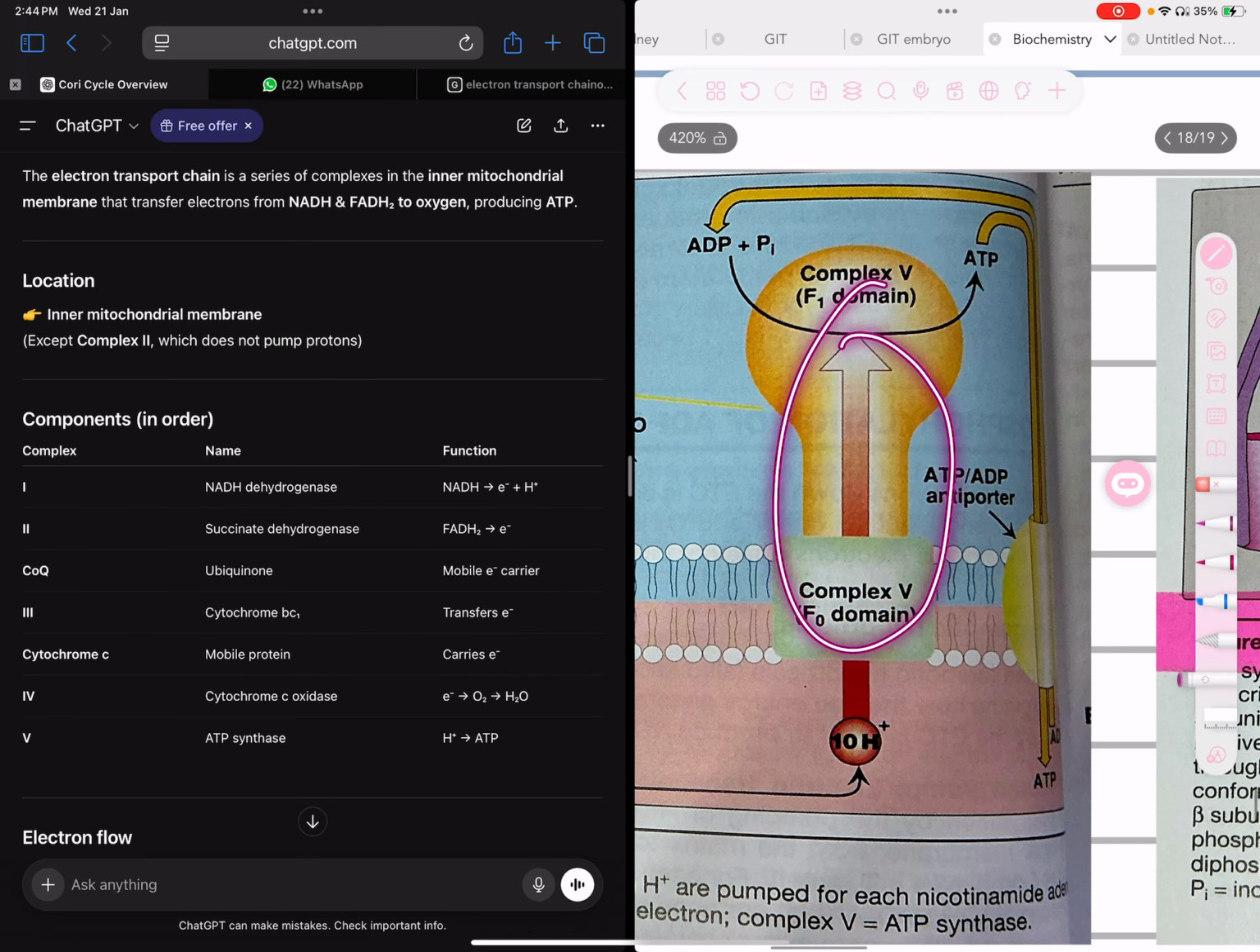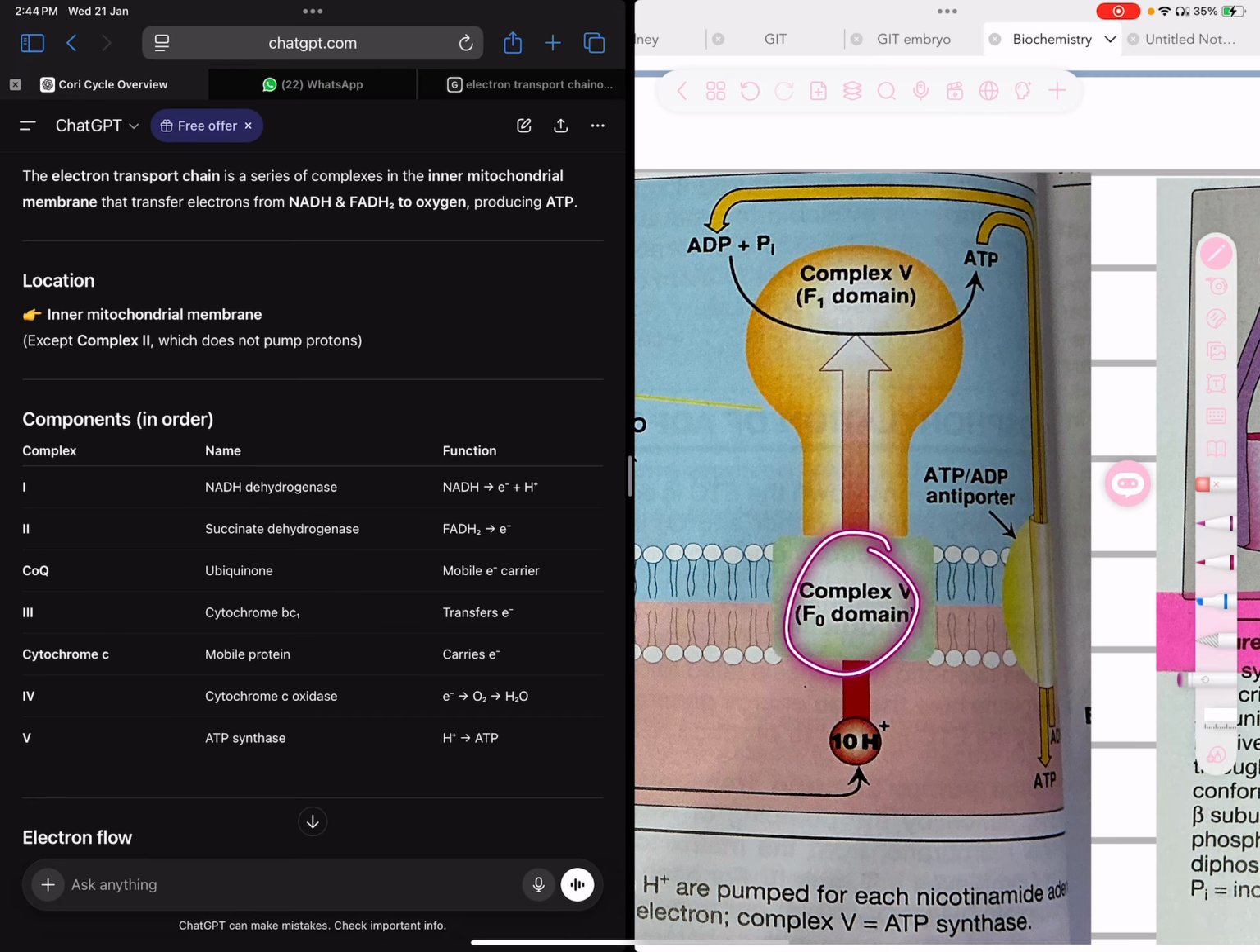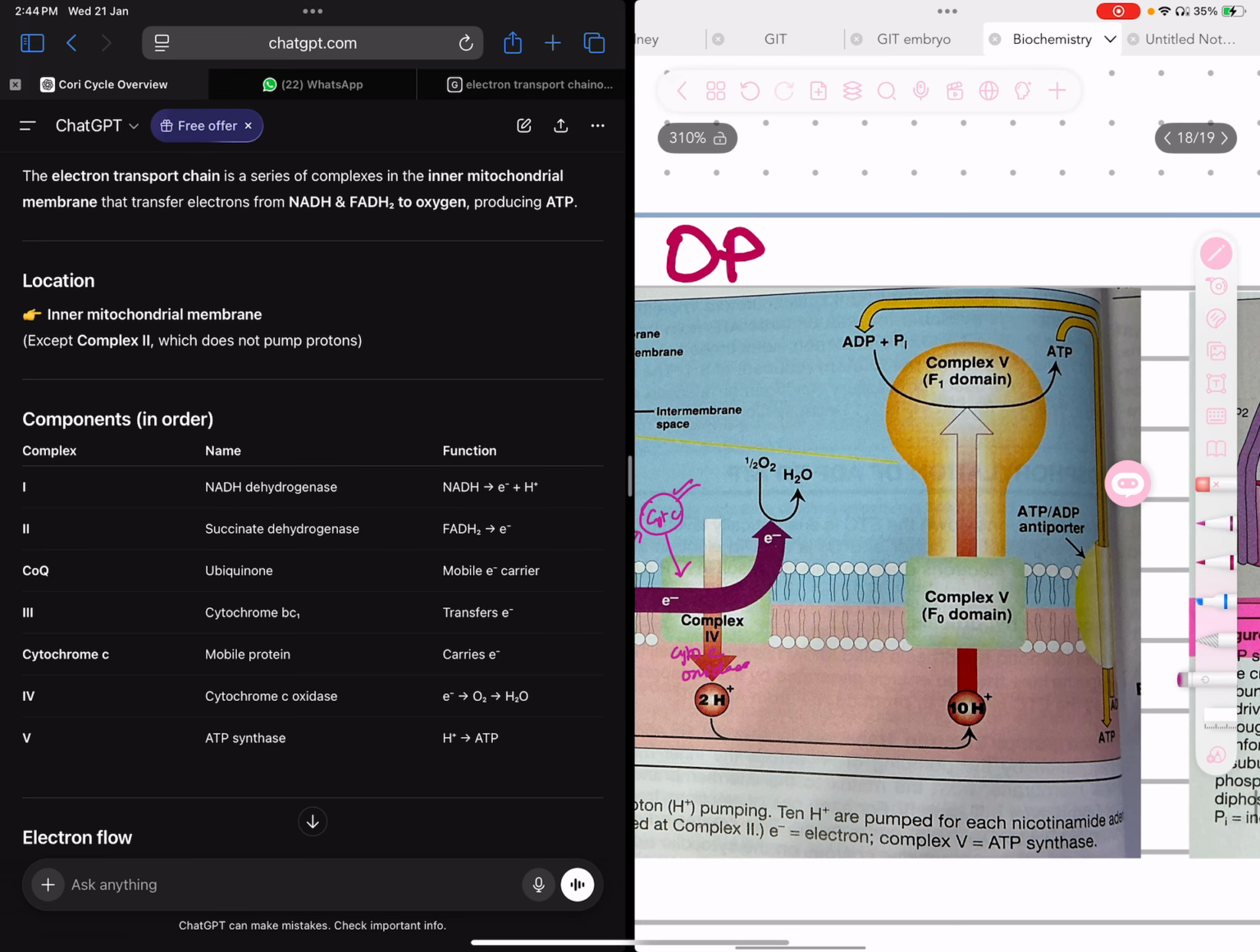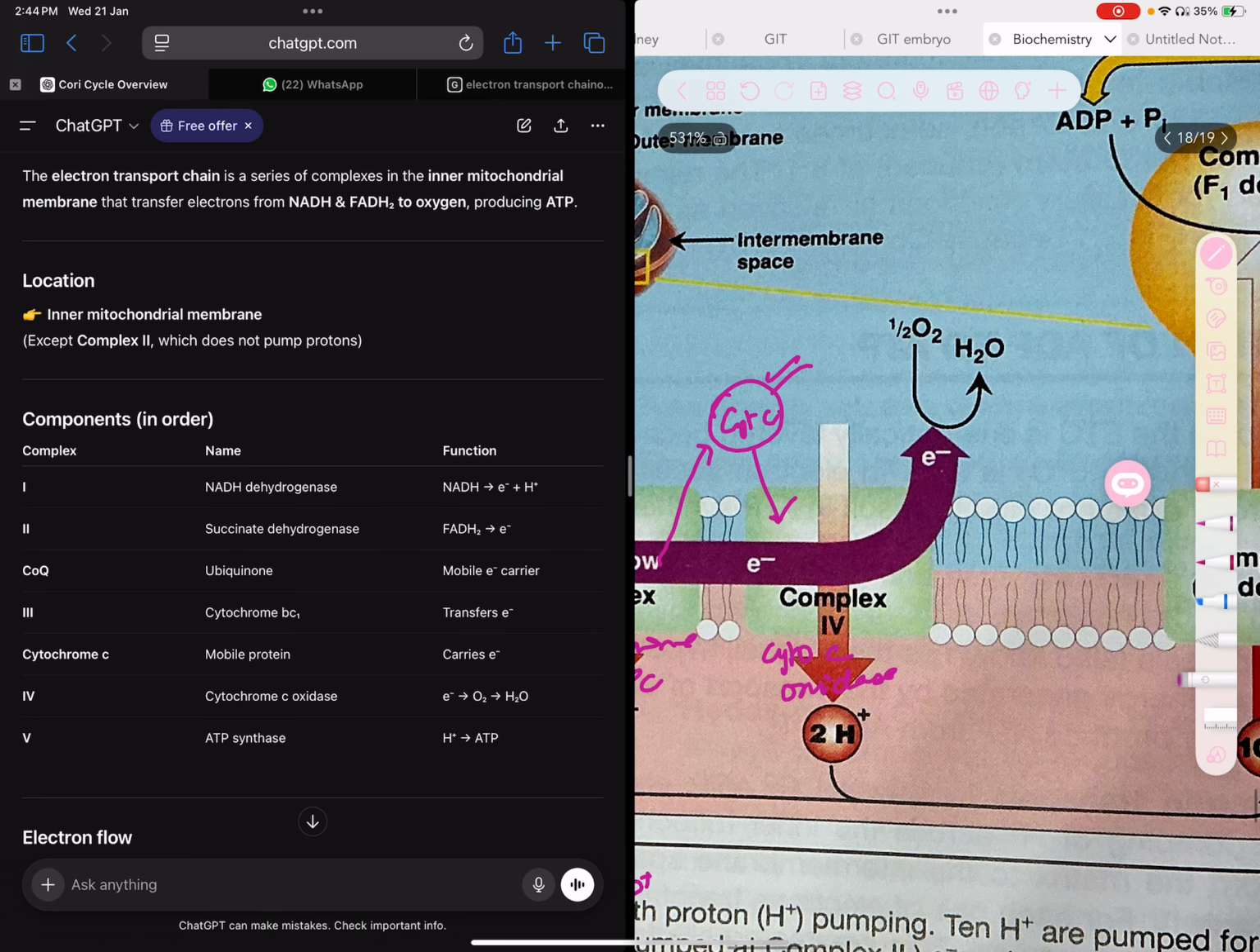Now ATP synthase has two parts. Also, one more thing, this got the name of cytochrome C oxidase, but it also has another name, which is cytochrome A or cytochrome A3. So A plus A3, it has another name. So this is BC, this is A and A3.